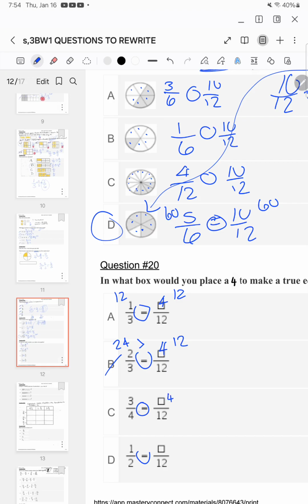So if I put a 4 right here, that would be a 16, and this will be a 36. Again, we need it to be equal because I see all the equal signs. And then if I put a 4 here, that'd be an 8, and 12 times 1 is 12. So the only thing that is truly correct and equal, if I were to put a 4 there, would be A.